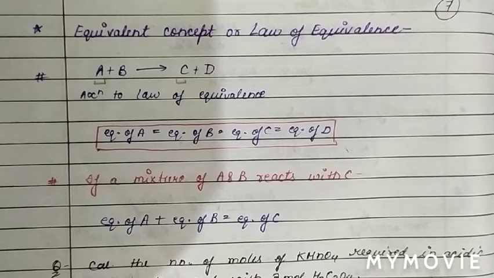Now we know, according to the law of equivalence, the gram equivalent of KMnO4 will be the same as the gram equivalent of oxalic acid. The equivalent of KMnO4 is equal to the equivalent of oxalic acid. We know the equivalent of KMnO4 is the number of moles into n factor. We have to find the number of moles of KMnO4, so let n be the number of moles of KMnO4. The n factor for KMnO4 in acidic medium is 5.